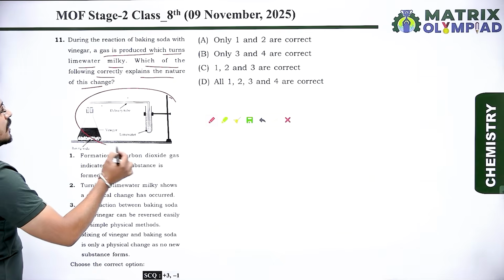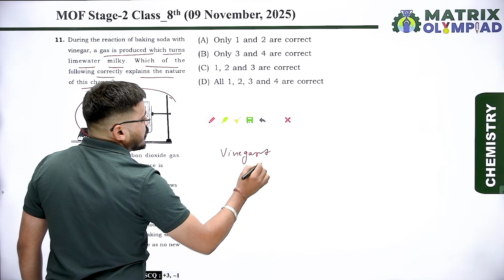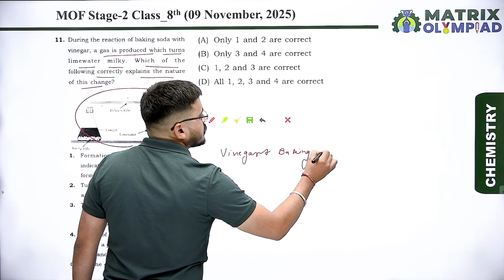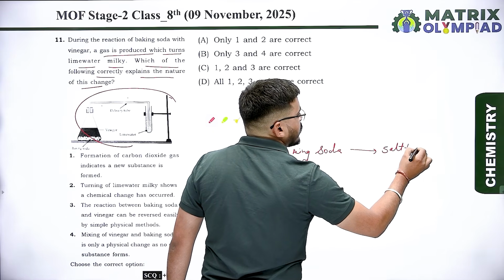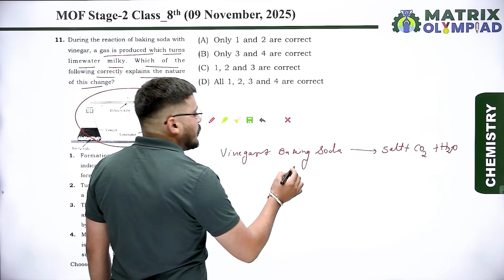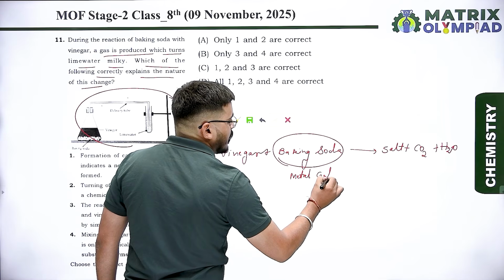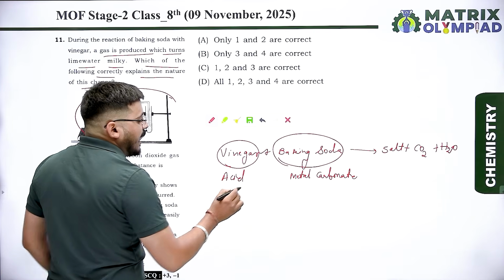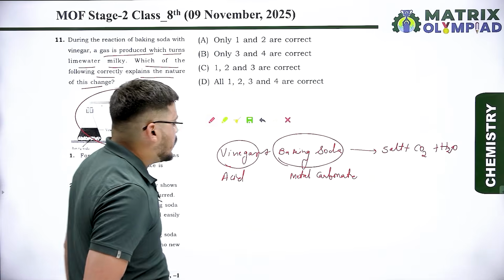In this activity, we know very well, vinegar reacts with baking soda, it will form a salt, carbon dioxide and water, because baking soda is a metal carbonate and vinegar is an acid. When acid reacts with metal carbonate, it will form salt, CO2 and water. So let's check the options.